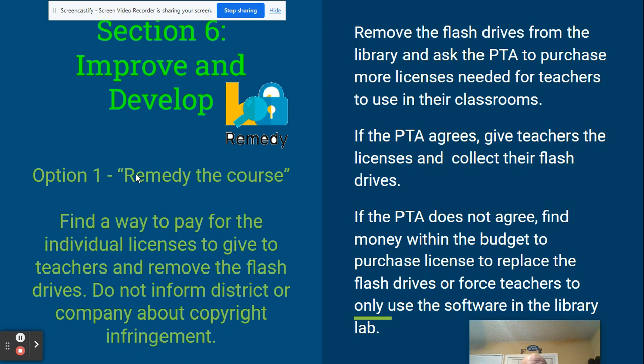Find a way to pay for the individual license to give to the teachers and remove the flash drives. Do not inform district or companies about the copyright infringement. So, in other words, Mr. Sample said, I want to keep the course, remove the flash drives from the library, ask PTA to purchase more licenses needed for teachers. If the PTA agrees, give teachers a license, collect their flash drives. If the PTA does not, find money within the budget to replace the flash drives. So, in other words, I'm not going to tell anybody, but I'm going to take away the flash drives and I'm going to try to give you what you want.